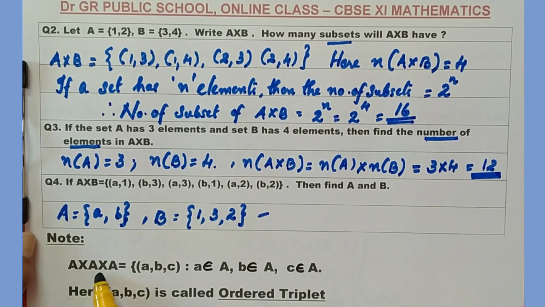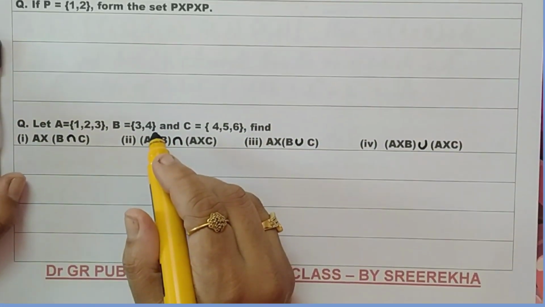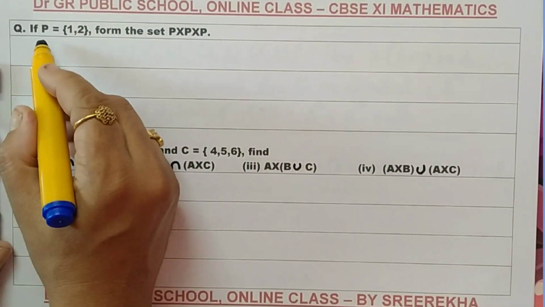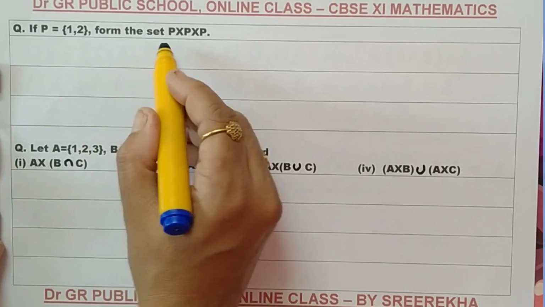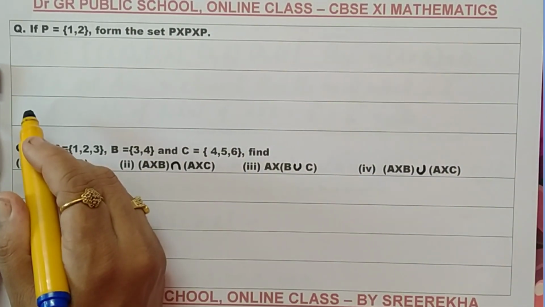What is A cross A cross A? That is crossing of 3 sets. It consists of the elements (a, b, c), in which the first element a is from the set A, the second element b also from A, the third element c also from A. Here (a, b, c) is called the ordered triplet. Now we can do one problem based on the ordered triplet. If P equals the set {1, 2}, form the set P cross P cross P. The ordered triplets you need to form.